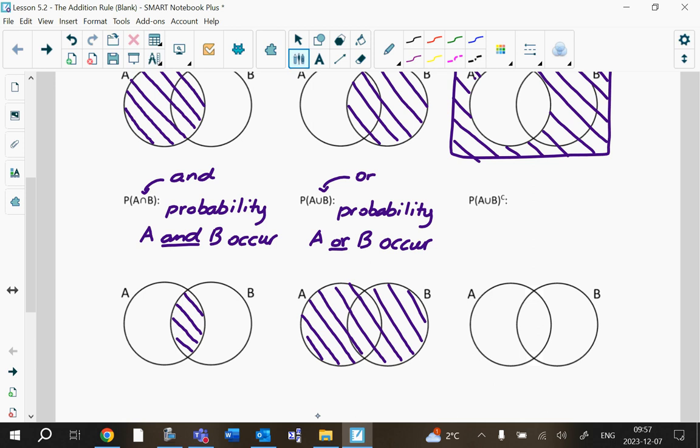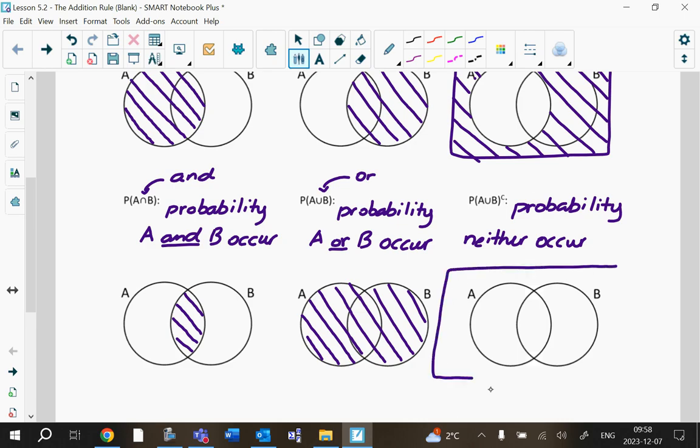And then this last one would be the probability of what? A or B don't occur. Or the probability neither occur. Well, that means we have to go outside both circles A and B. So we'll need a rectangle again, just to show the whole space. And then we just shade outside everything.